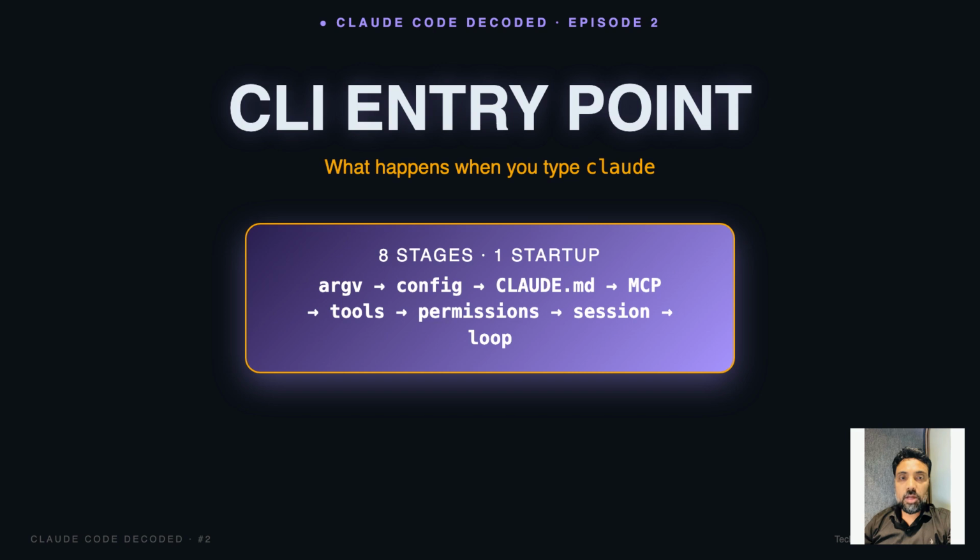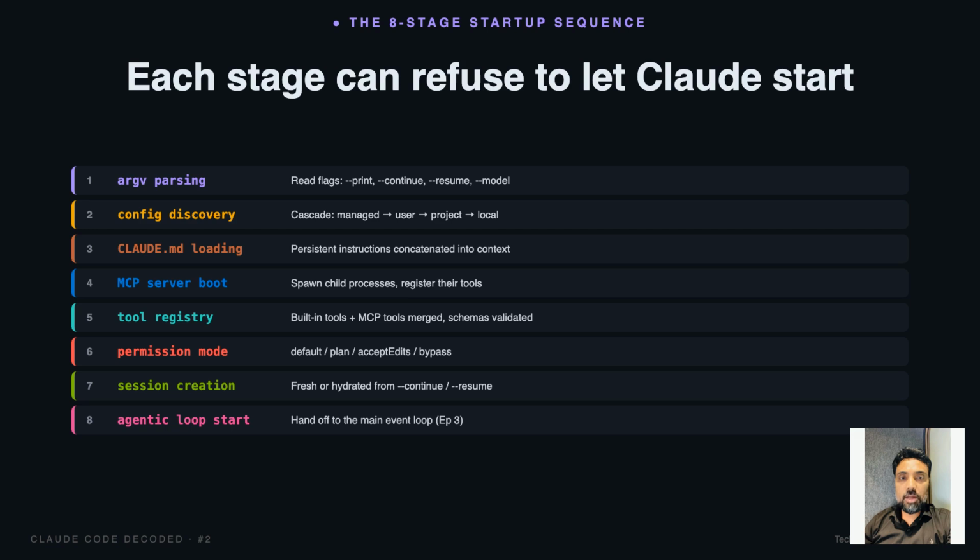2, the startup sequence is layered. Argv parsing happens first, then config discovery, top down from system to project to user, then MCP servers wake up, then the tool registry gets built, then permissions resolve, then the session is created, then finally the agentic loop kicks off. Each of those layers has its own logic, and any of them can refuse to let Claude start.